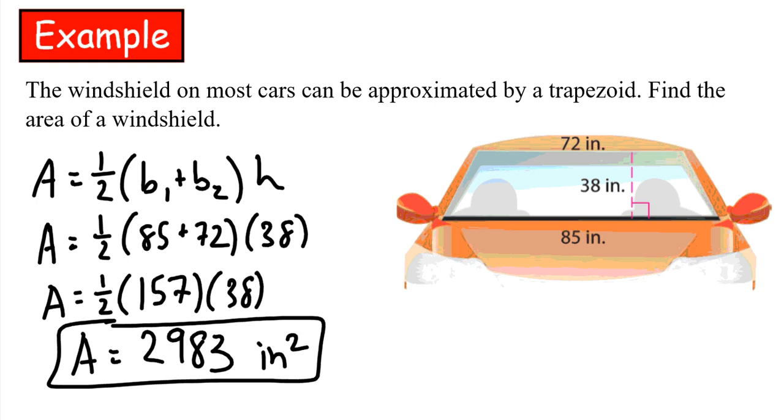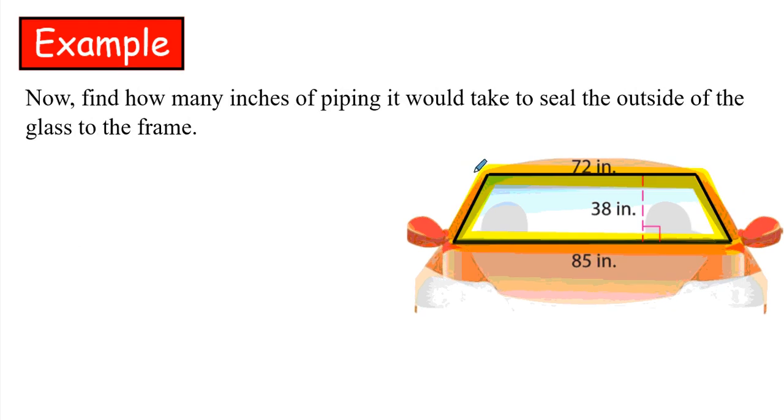So there's the first question. Second question: in order to put the glass on, you need to put the edging around the outside. How much edging would it take in order to seal the glass to the frame? So it's a perimeter question. I know the two bases, but I don't know the slant distance. I know the perpendicular height, but I don't know the slant height. So how am I going to get to the slant height?